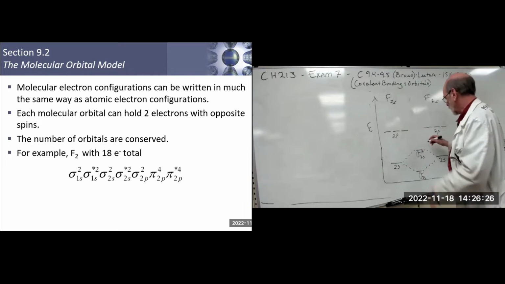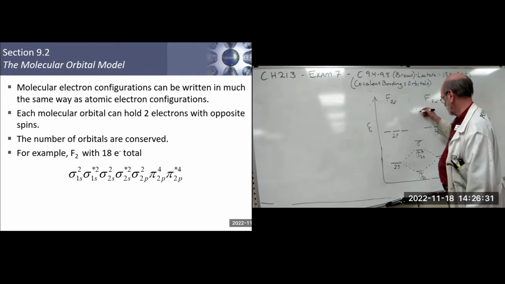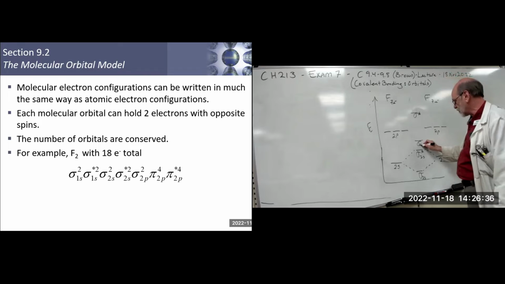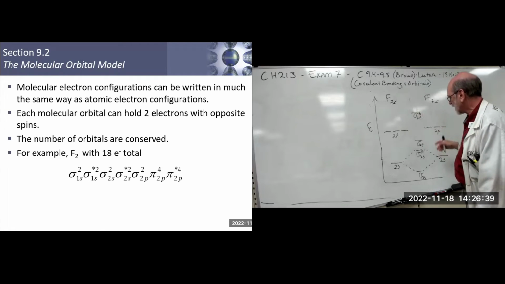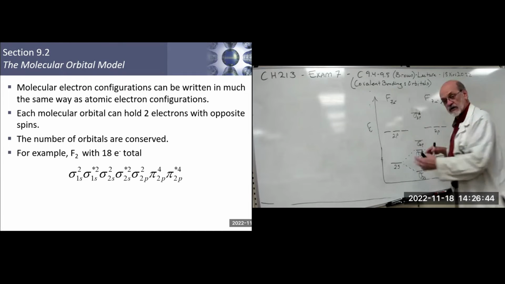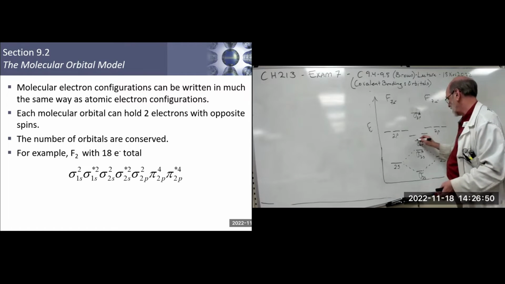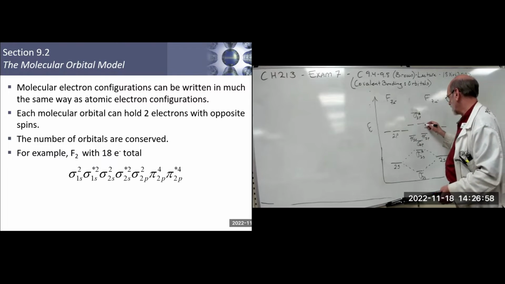For this one, we've got a sigma and a sigma star. These are derived from 2p's. But that only uses one of each. Say 1 here and 1 here, it gives you 2 there. What do you do with the others? Well, in this case, the others become pi's from a 2p and a 2p, and pi star from 2p's.